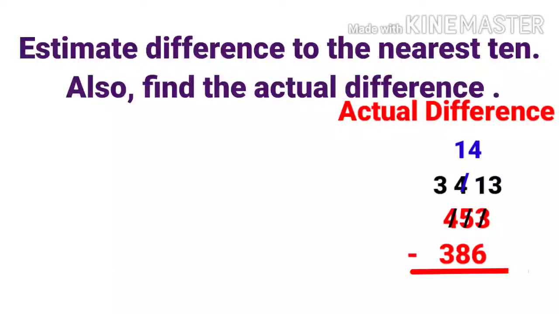Second step: what should be added to 6 to get 13? That is 7. What should be added to 8 to get 14? That is 6. The answer is 67. So the actual difference is 67.